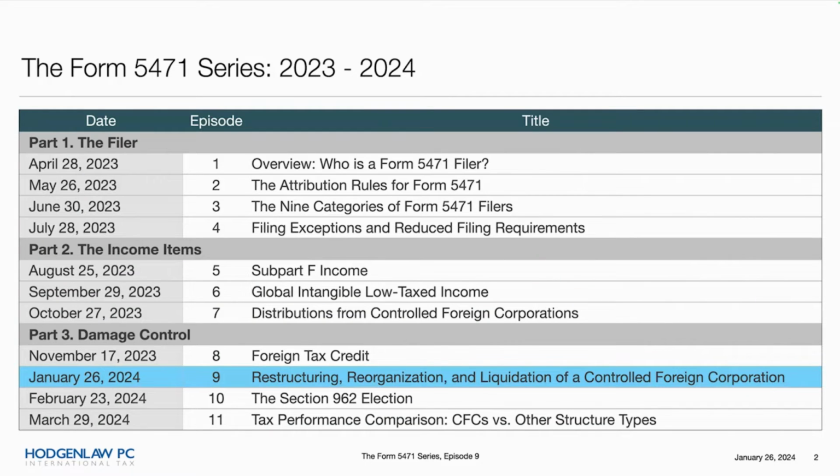Start the timer, Phil. So here we are. You can see the episodes. So February 23, the 962 election. March 29, the tax performance comparisons.